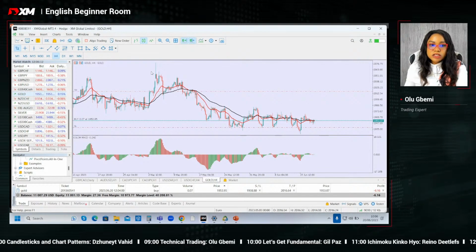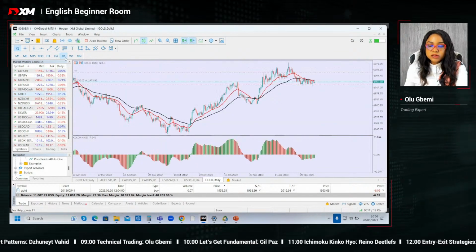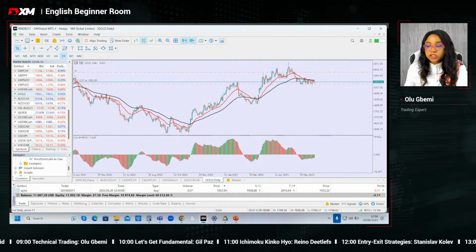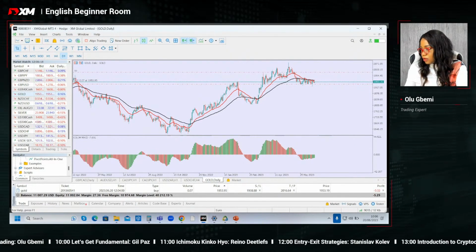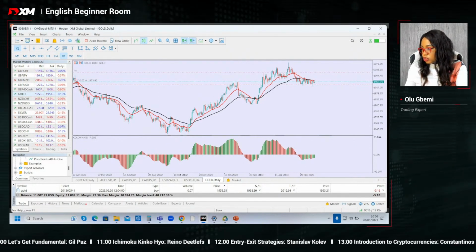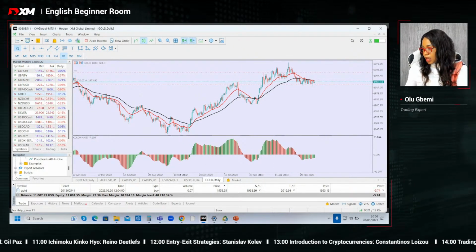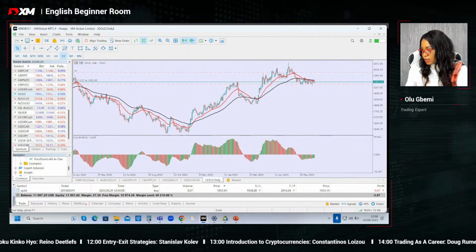Now, if you look into the chart I have opened, this is a candlestick chart. Okay, by the way, if you tune in with me and you have a question, do well to ask, and I'll be more than ready and willing to answer.